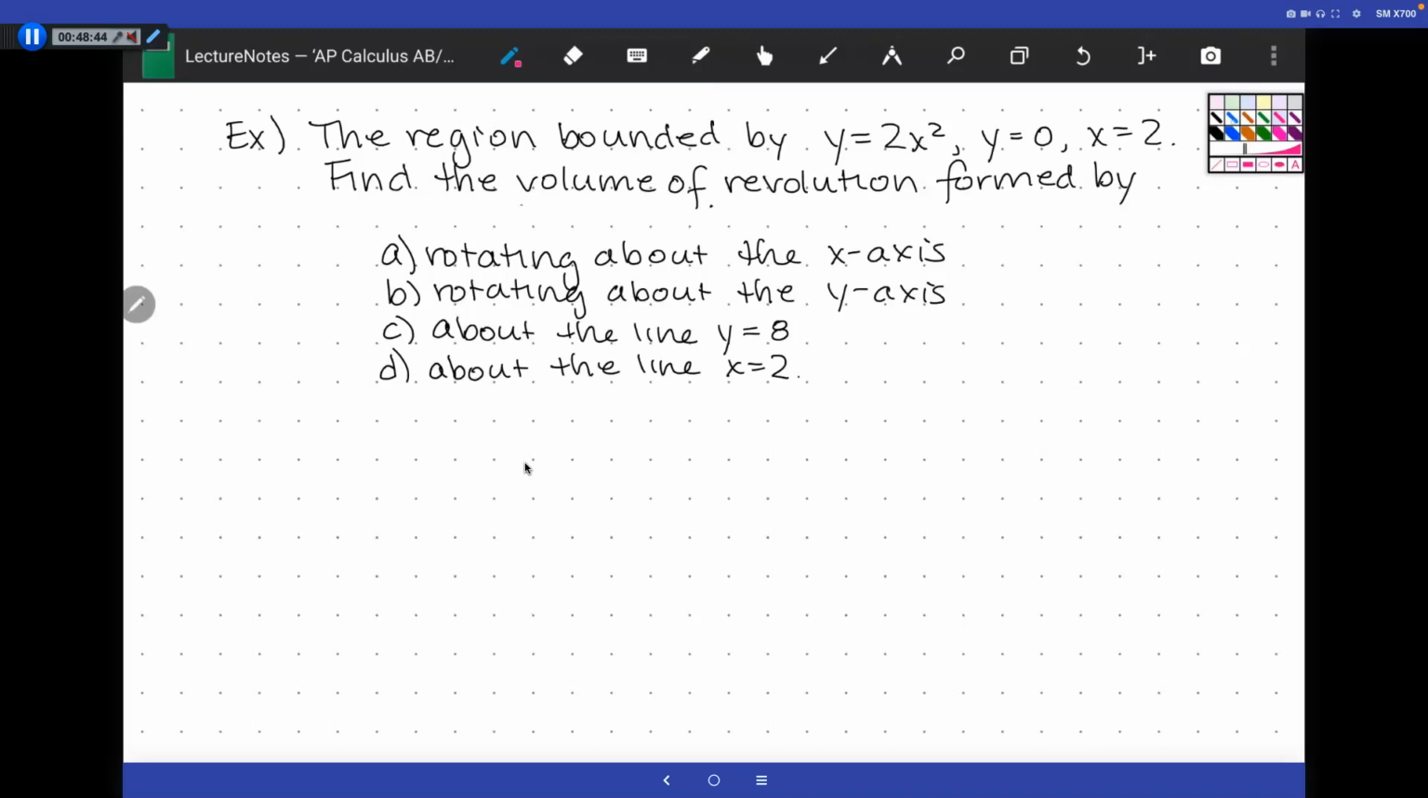All right. First, let's just draw the region. And then we'll have to repeat it for all 4 parts. So see if you can figure out what the region looks like. Take a moment. I'm going to freeze my screen again. And then we'll see if we get the same region.